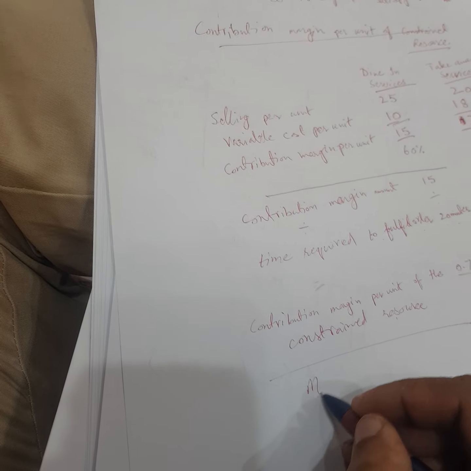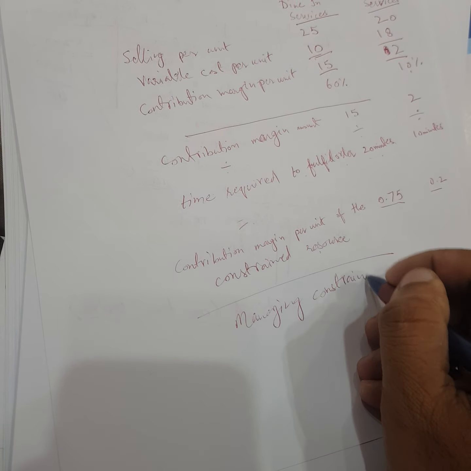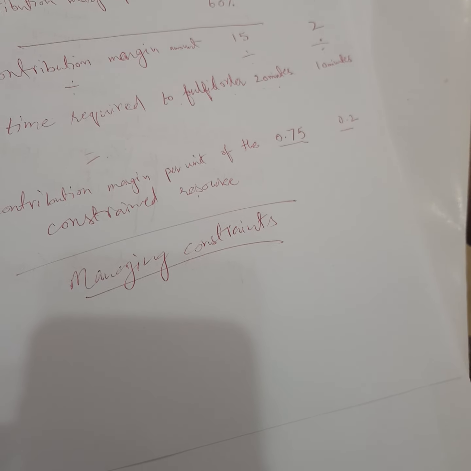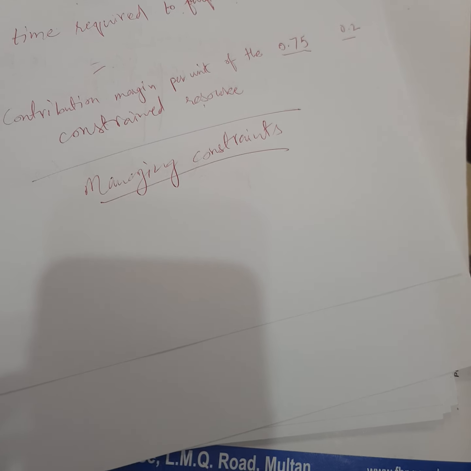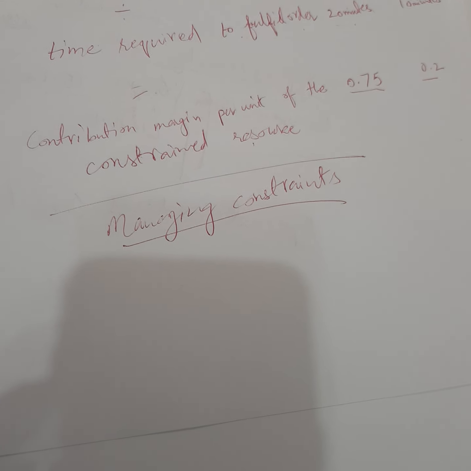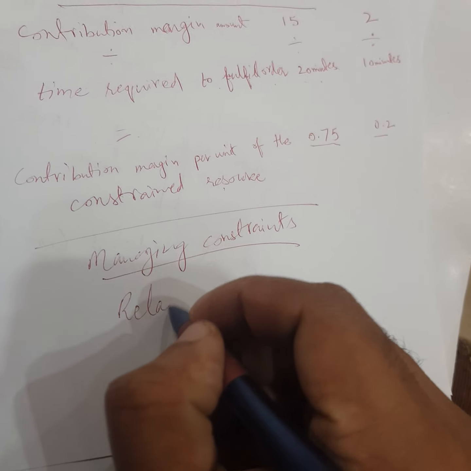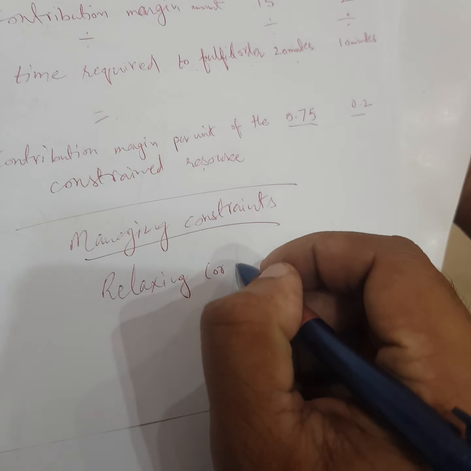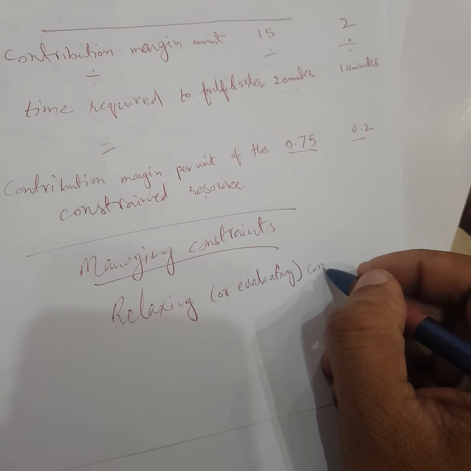Then comes the concept of managing constraints. It can be defined as: if it is often possible for a manager to increase the capacity to fulfill the services, whether it is dine-in service or takeaway service, it will be called relaxing or elevating the constraint.